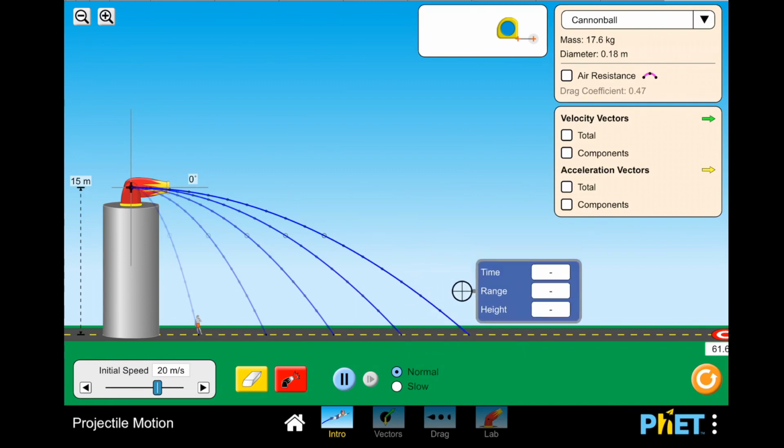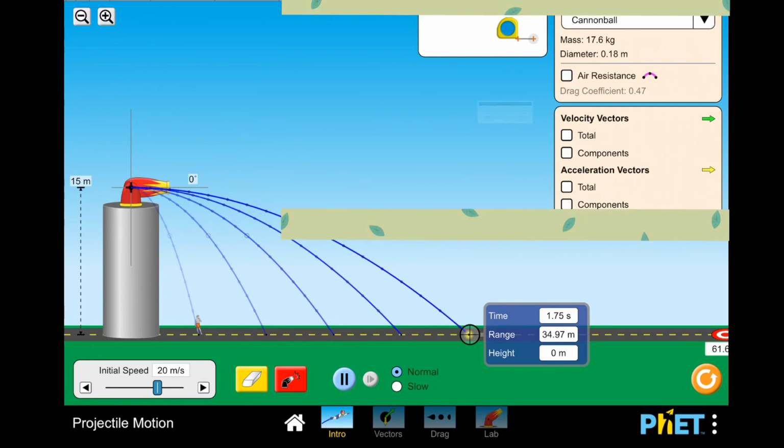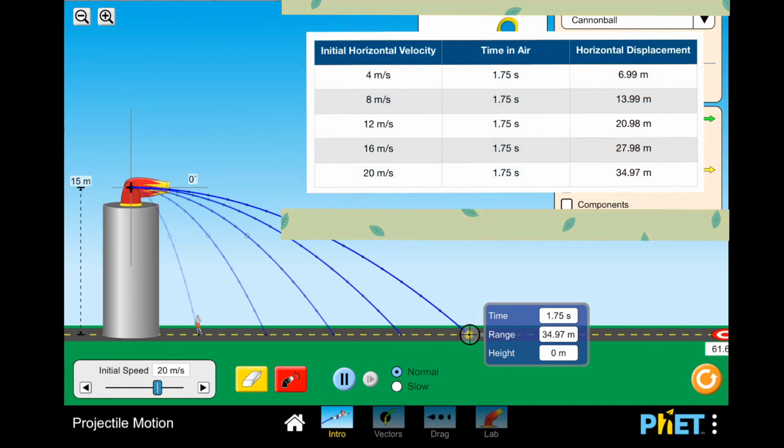And lastly, when it was fired with 20 meters per second, the time it takes to reach the ground is still 1.75 seconds, and the range is approximately 35 meters. Now with this simulation, we can conclude that the horizontal velocity does not affect the projectile's time in air. However, increasing the horizontal velocity also increases the projectile's horizontal displacement.